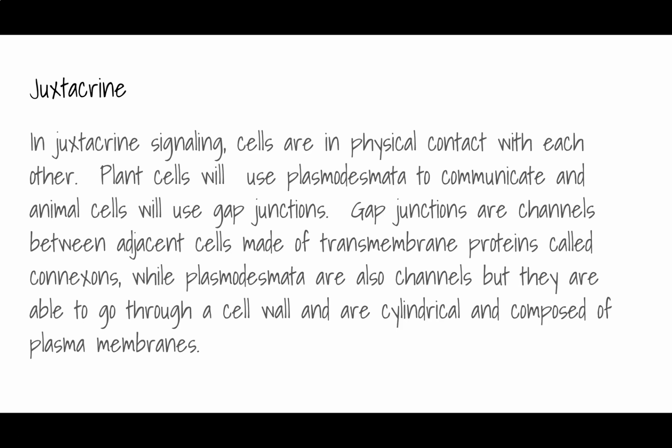Juxtacrine signaling is when cells are in physical contact, aka they are touching. In the world of plants, juxtacrine signaling is done through plasmodesmata. That is a way that plant cells can communicate with each other when they're physically touching. In animal cells, you're going to see something called gap junctions. These are similar to plasmodesmata, except there's no cell wall to deal with. These are channels between cells that are touching each other or next to each other.